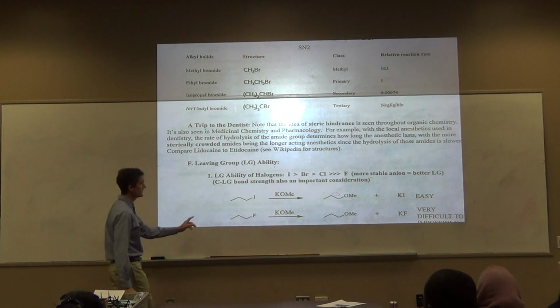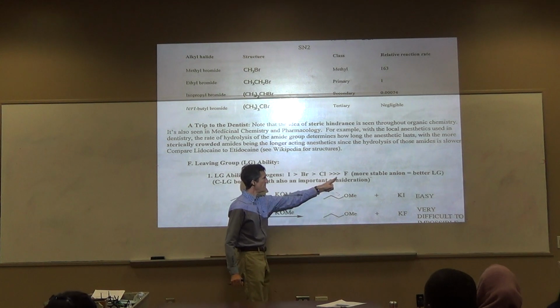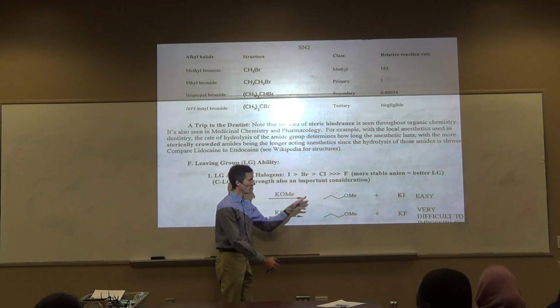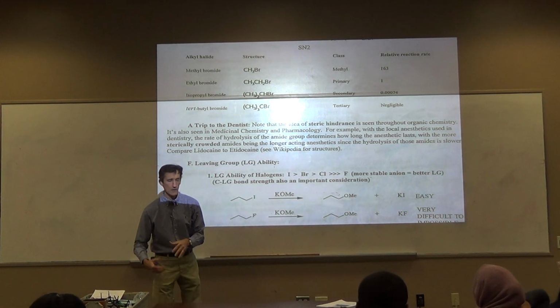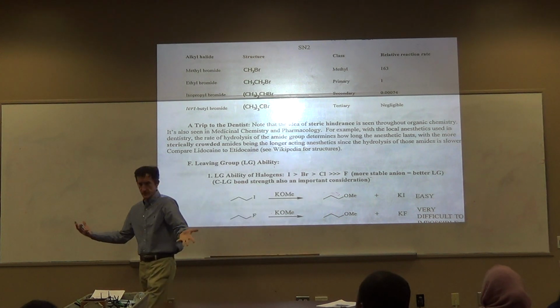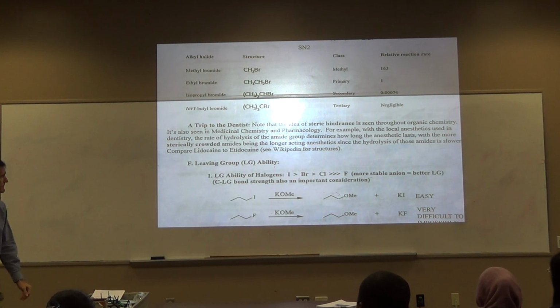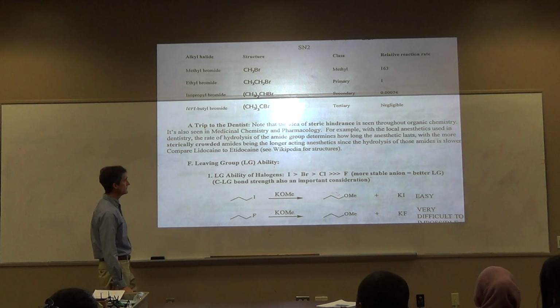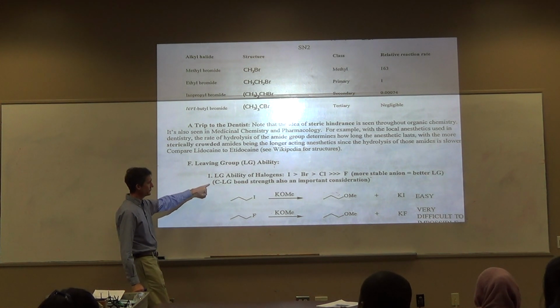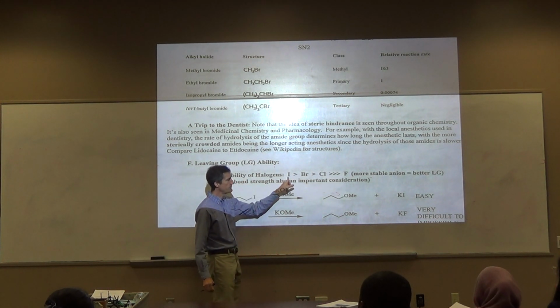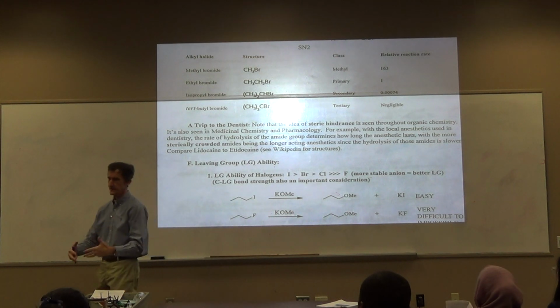We've already mentioned this trend here. Iodine is your best leaving group of the halogens. These are good leaving groups because when they leave, they become minus, and these atom types like to become minus. Bond strength is also important. A carbon-iodine bond is weaker, so it's easier to break.